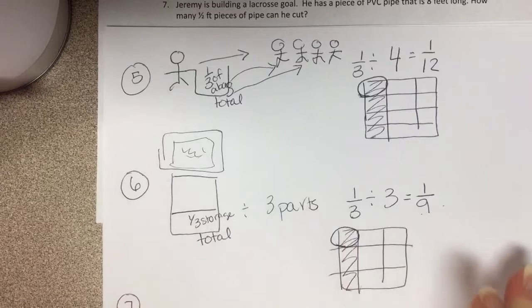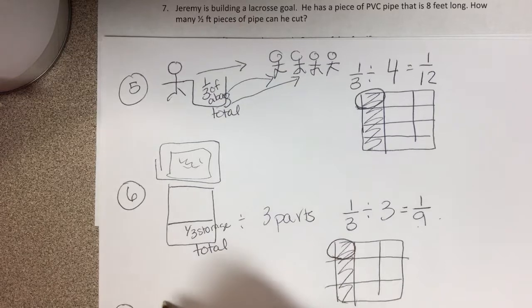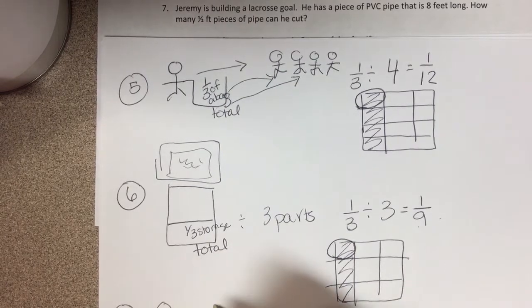7. Jeremy is building a lacrosse goal. He has a piece of PVC pipe that's 8 feet long. How many 1/2 foot pieces of pipe can he cut? So I have Jeremy here. He's trying to make a big goal.